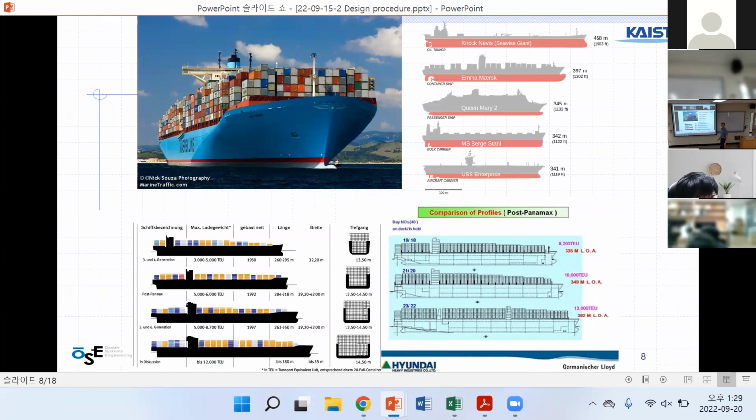This is the size of the ships. Container ships, right? Container ships. Can you read this? No. Maybe. No. But anyway, the length is 450. And I cannot read this. Anyway, big ships, big container ships. Length, and also breadth is increasing. Breadth.